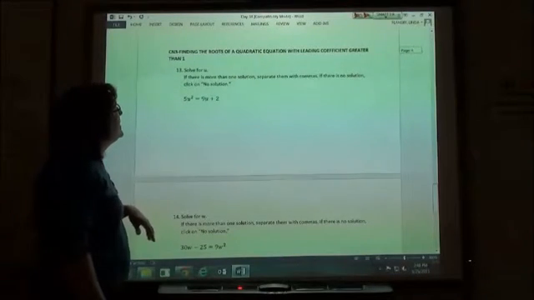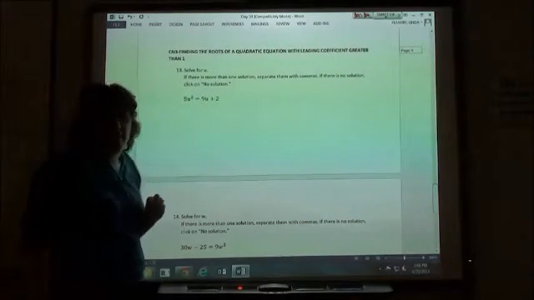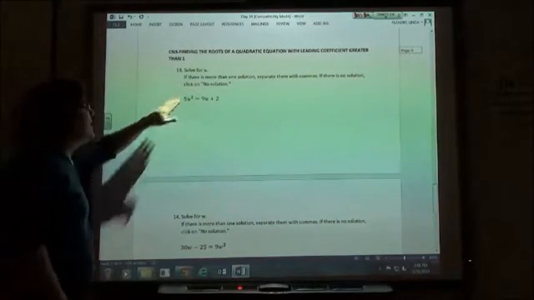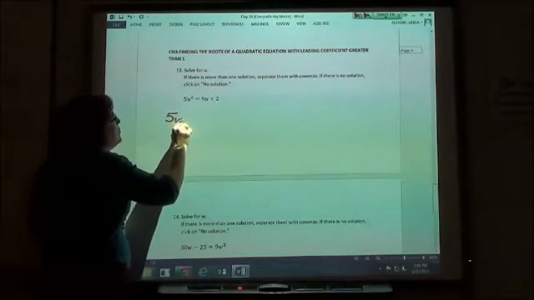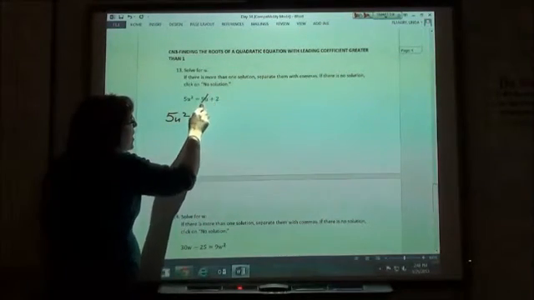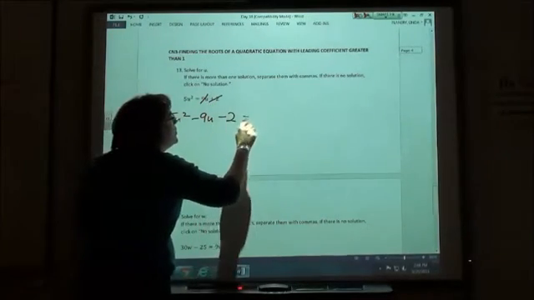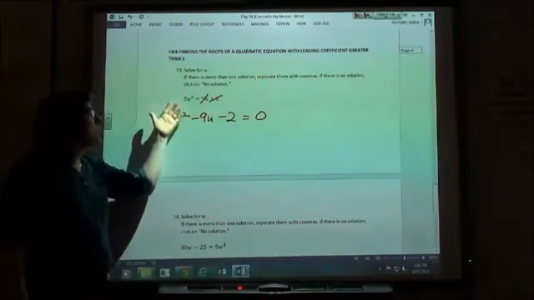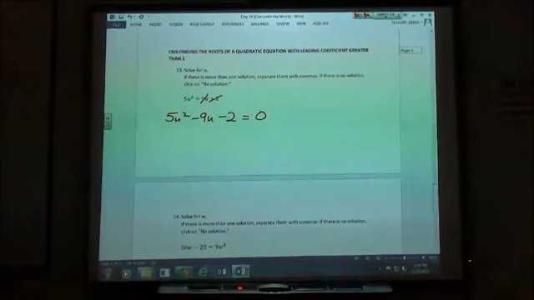If I'm going to set it equal to 0, I always want to leave my squared term a positive number. We have not factored a single thing that had a negative x squared term. So we need this to be positive, which means I'm going to move both of these to the other side. So I'm going to have 5u squared. Since this is a positive 9u, I'm going to make it a negative 9u. And since that's a positive 2, I'm going to make it a negative 2, and set it equal to 0. Make sure you have it in descending order: your u squared, your u term, and then your constant term on the end. Now it's in the proper form that we can factor it.